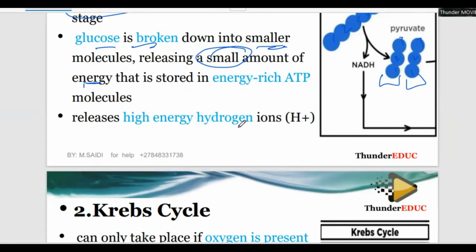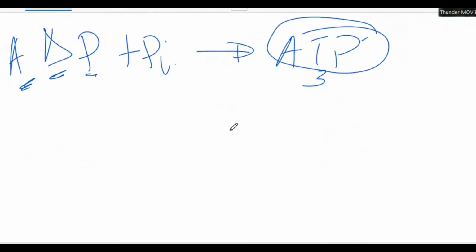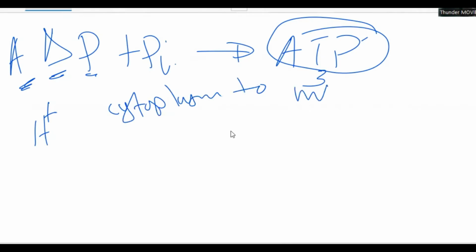It doesn't stop there. We also release a small part of high energy hydrogen ions. These hydrogen ions are used in oxidative phosphorylation. And how do they move from the cytoplasm to the mitochondria? How do they go there? There must be a carrier, an enzyme carrier, which is used to carry this hydrogen and take it into the mitochondria so that oxidative phosphorylation can take place.